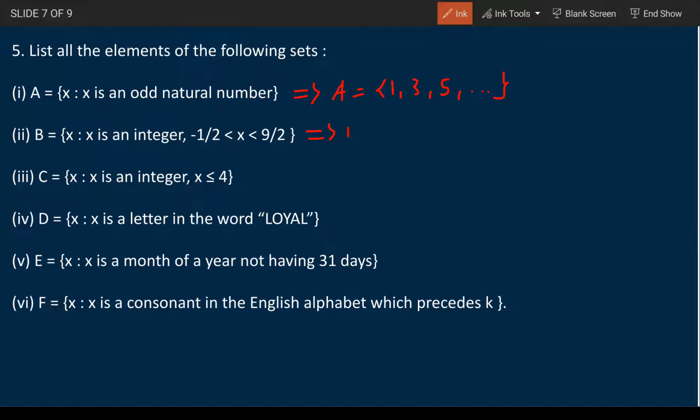Second, we have x an integer between -1/2 and 9/2. So -1/2 means minus 0.5, less than x less than 4.5. So in this range we have the integers 0, 1, 2, 3 and 4.